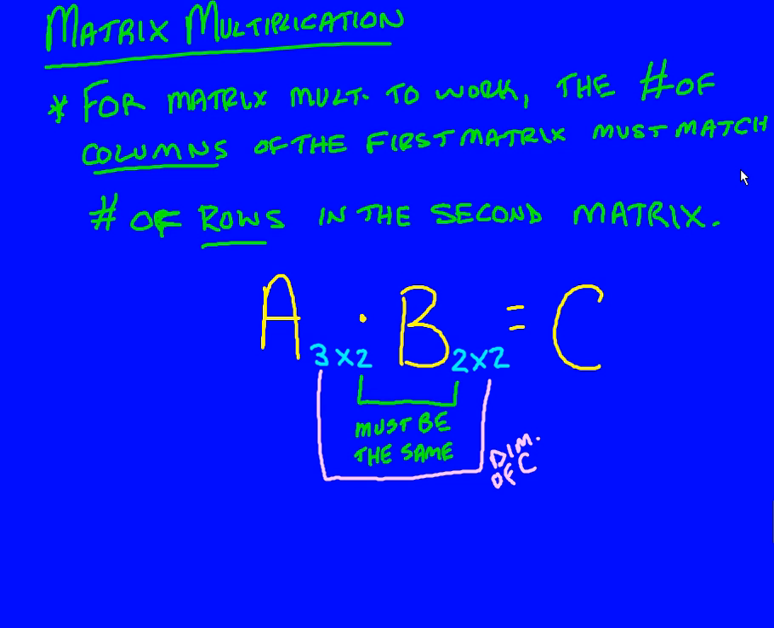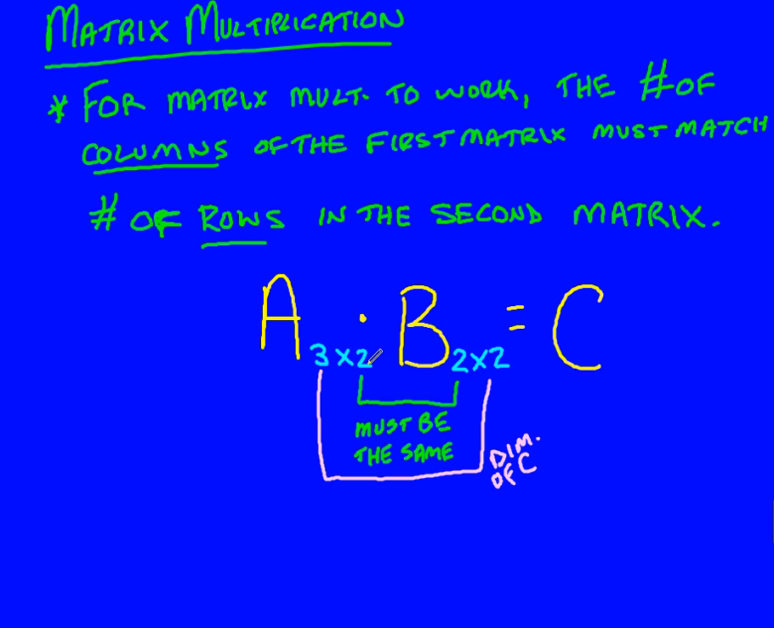Today we're beginning matrix multiplication, and it's still pretty straightforward, but it's not as straightforward as addition and subtraction. The main thing is, for addition and subtraction, you needed two matrices of the same dimension. For matrix multiplication, it's a little bit different. All that matters is that the columns from the first matrix match the rows from the second matrix.